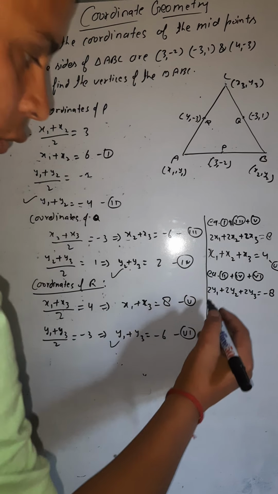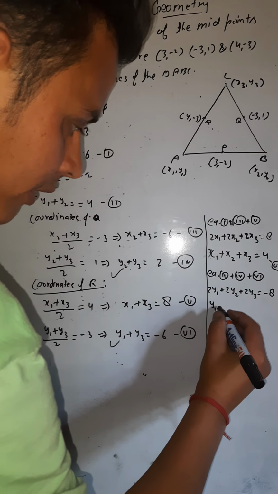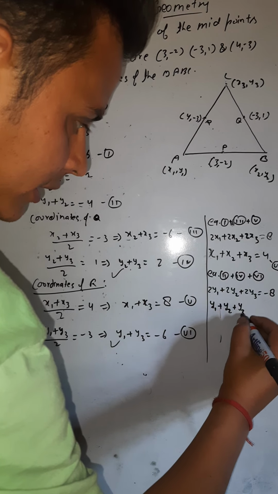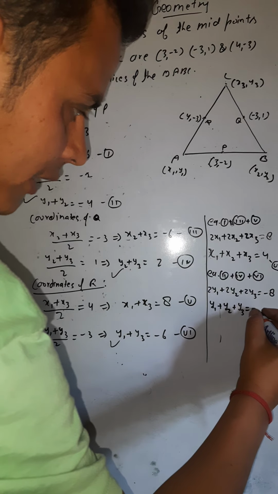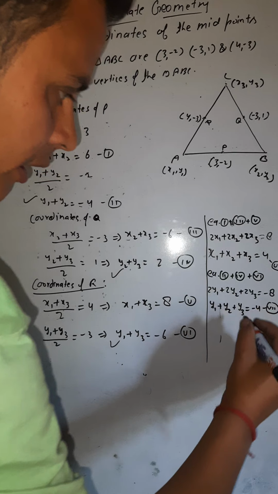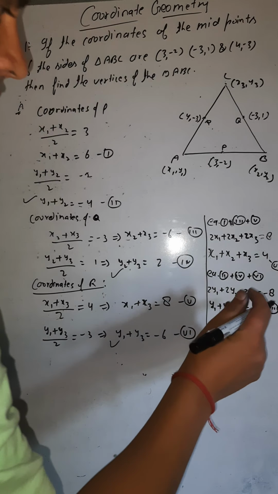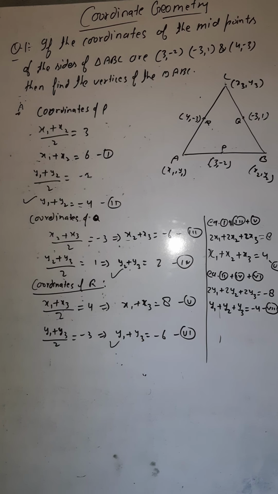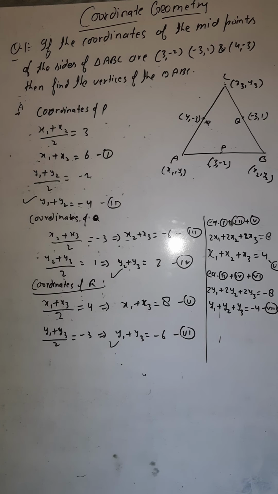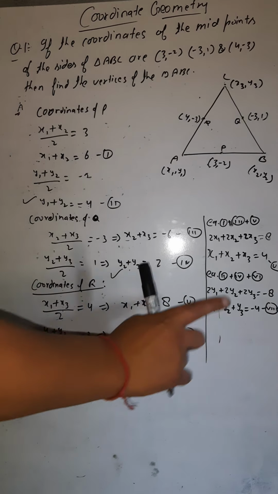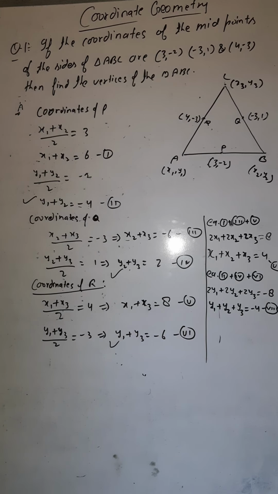Now again you would be dividing this complete equation by 2. All are divisible by 2, so if you are dividing, it would become y1 plus y2 plus y3 equals minus 4. So this would be equation number 8 now. This one is the 7th one and this one is the 8th one. So this is how we have two more equations: x1 plus x2 plus x3 is 4 and y1 plus y2 plus y3 is minus 4.